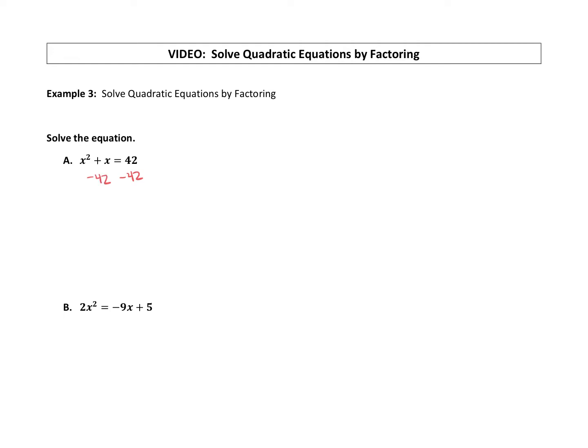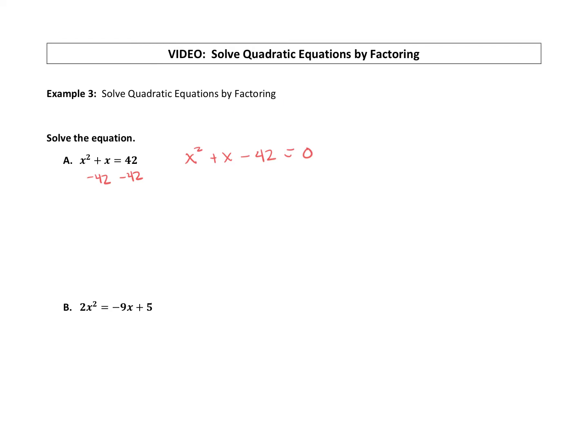And I'm going to rewrite the equation. x squared plus x, that minus 42 is just going to go on the end and it's going to get set equal to 0. So we want everything on one side, 0 on the other side. Now we're going to solve by factoring. So we're going to factor this.